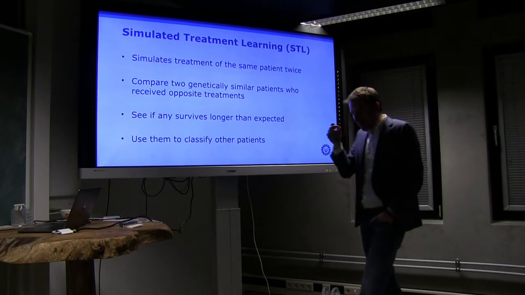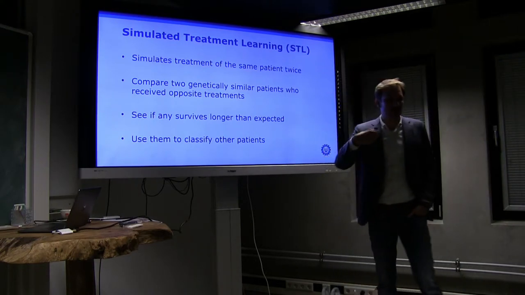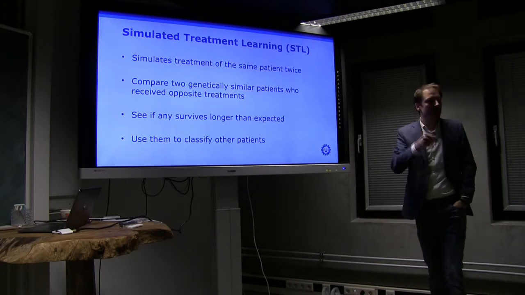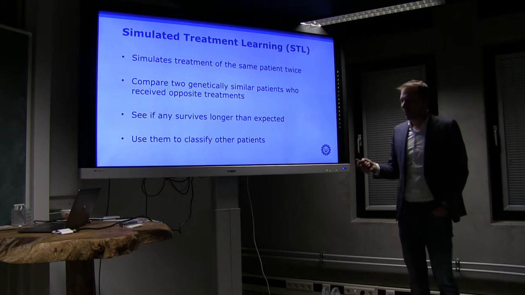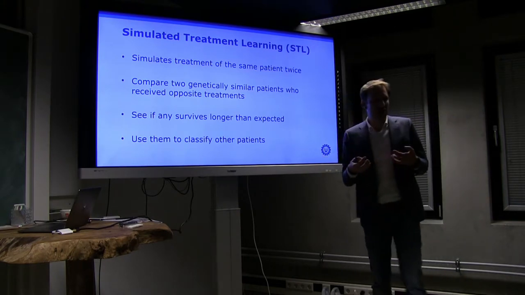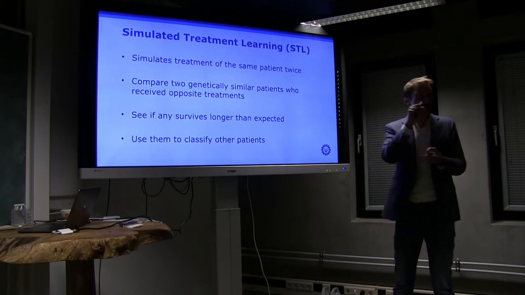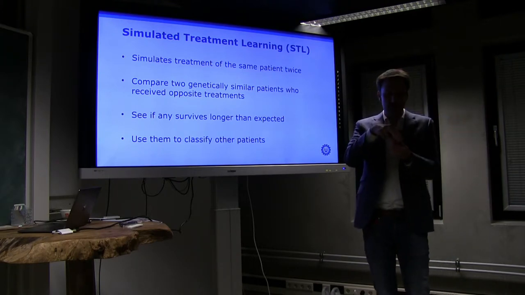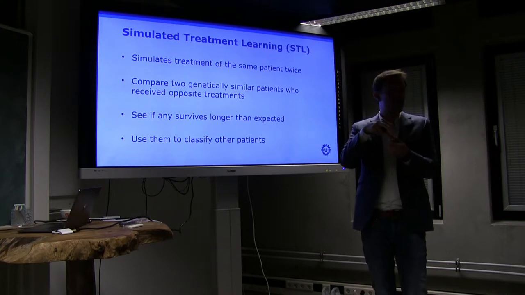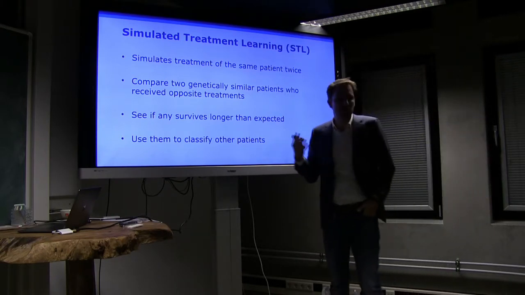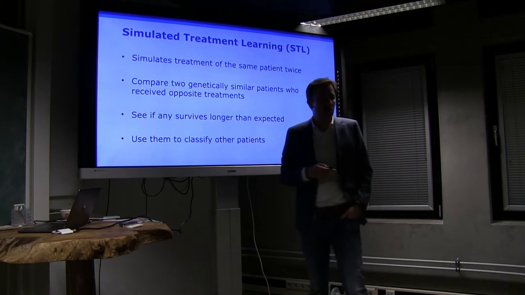So this key idea we carried forward, but in a new machine learning framework, which we called simulated treatment learning, which simulates treating the same patient twice. It does that by comparing patients that are genetically similar. We take a patient and look at genetically similar neighbors that received the opposite treatment. If this patient survives much better than its genetically similar neighbors, then at least we have some indication that this patient received the right treatment. We call these prototype patients, and we can use them to classify other patients.